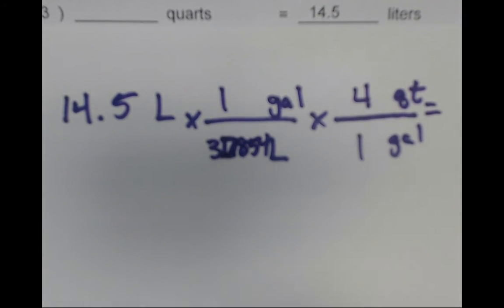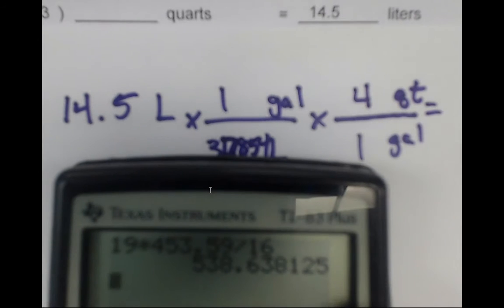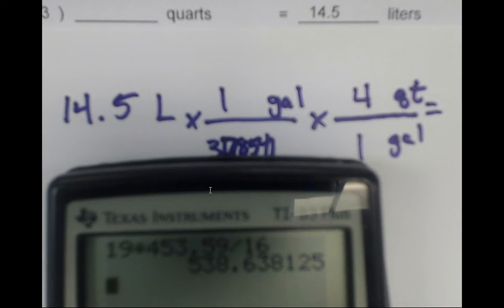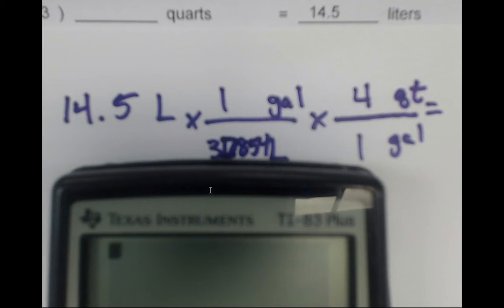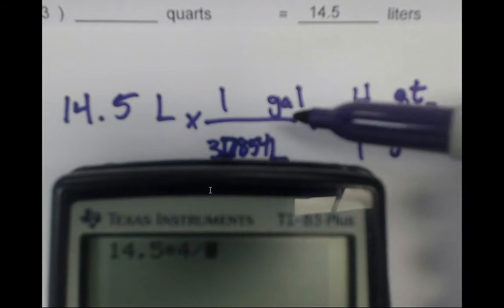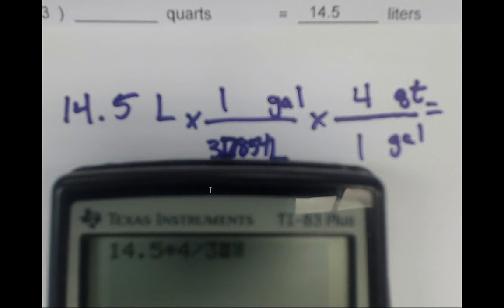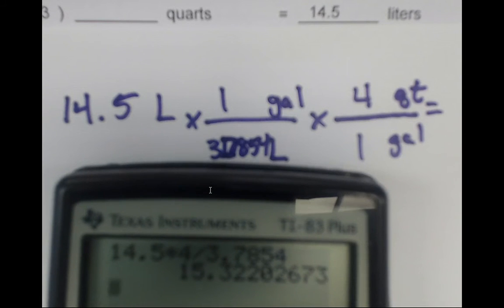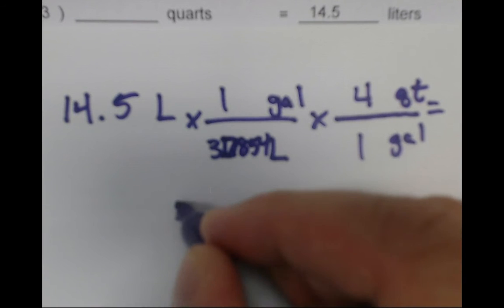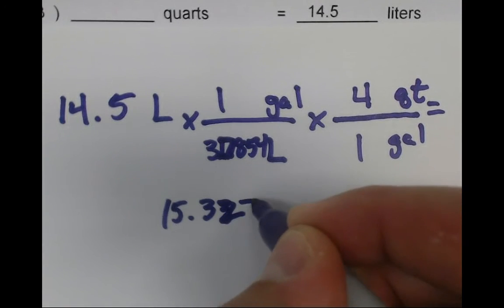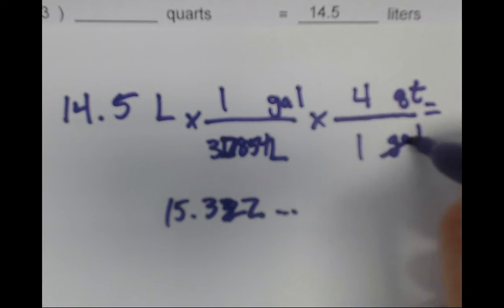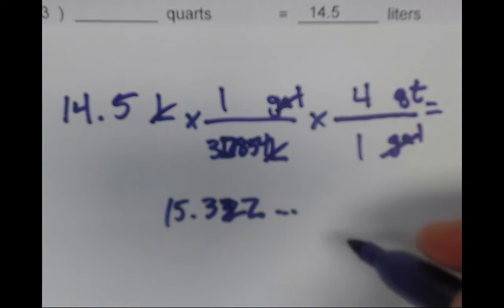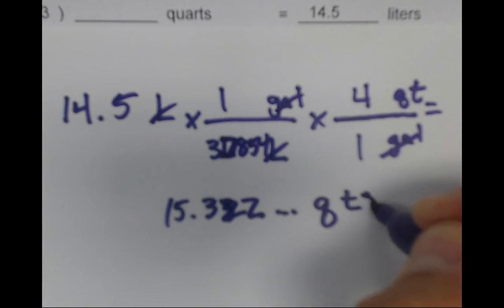And so now, as we do this math, again, I'll try to get the calculator in, you can see my previous problem there. Okay, so as we try to do this, we're going to go 14.5 times, remember all the numerators get multiplied together, 4 divided by the number in the denominator, 3.7854. And so you get 15.322, etc. And now let's see what units are left. Gallons, gallons, liters, liters all cancel. So now we're in that many quarts.